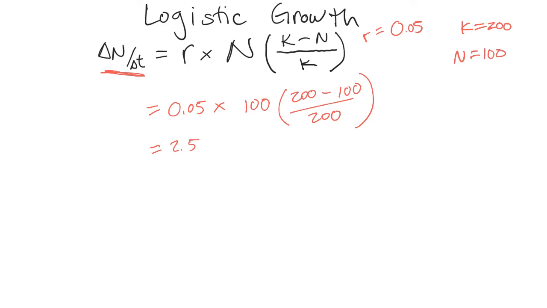All right, so this is going to be 200 minus 100, which is 100, divided by 200 is 0.5. 0.5 of 100 is 50. 0.05 times 50 is 2.5, right? So what's the population after 1 year? 102.5. Don't forget that last step if that's what the question asks. Make sure that you read the question and answer what the question is asking. A lot of people will stop at this step, even if the question is asking for the new population.